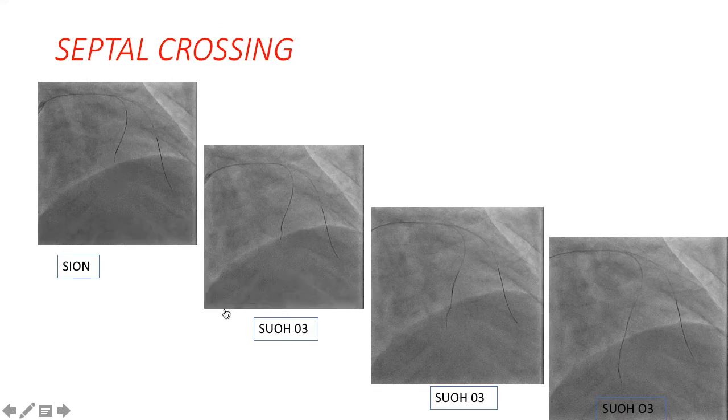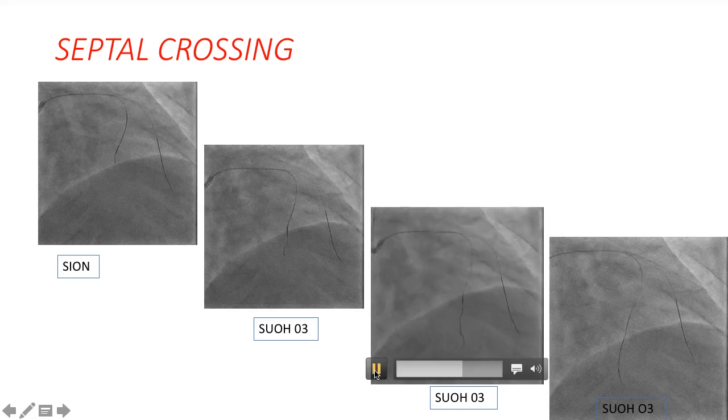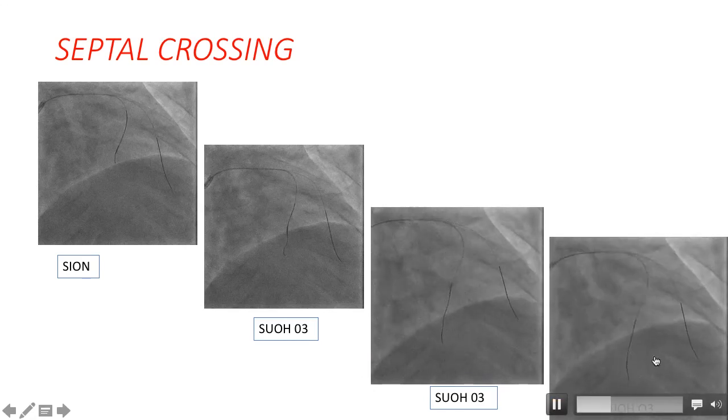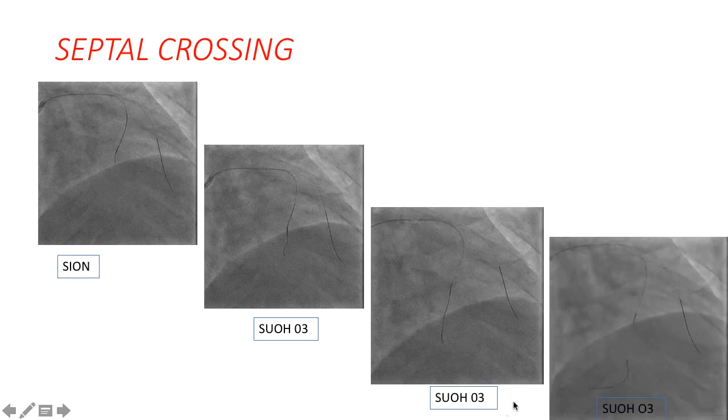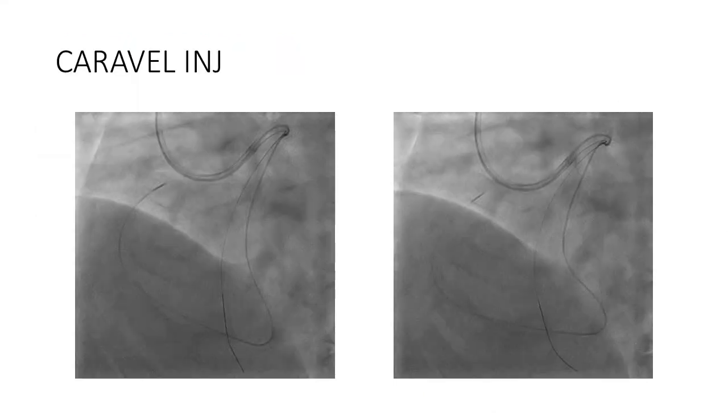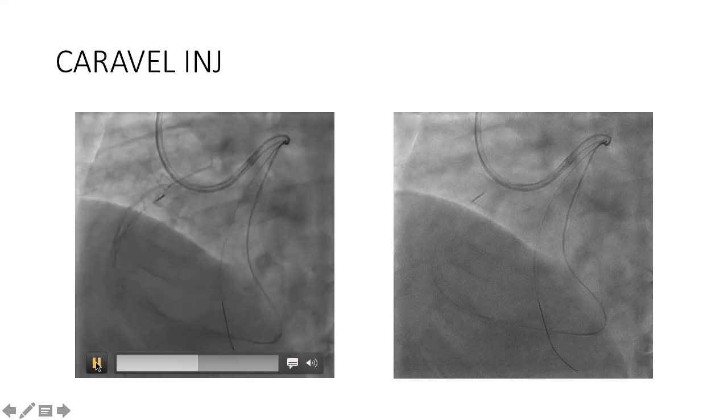So then I had to shift to a Suoh wire, and with the Suoh, by mere torquing of the wire, without any push force, using systole and diastole, we could cross the first tortuosity, and then the second tortuosity, and this is a third tortuosity which we could cross easily, and then went into the PDA. So we crossed the septal with the Suoh, and then we advanced a Caravel catheter into the RCA. The Suoh went up to the proximal RCA, and this is the short segment CTO. I took an injection through the Caravel just to understand how the vessel is.